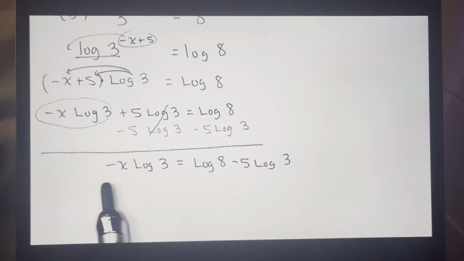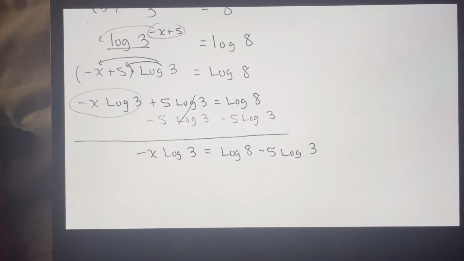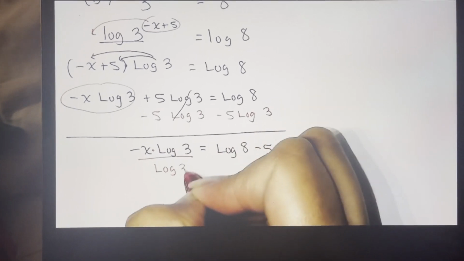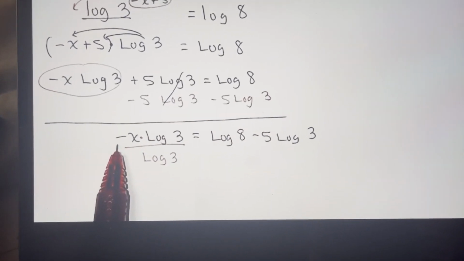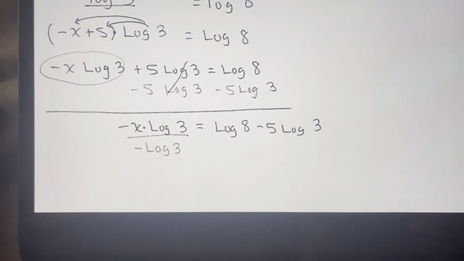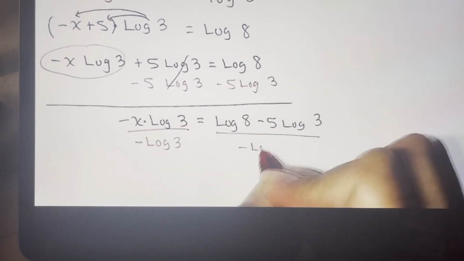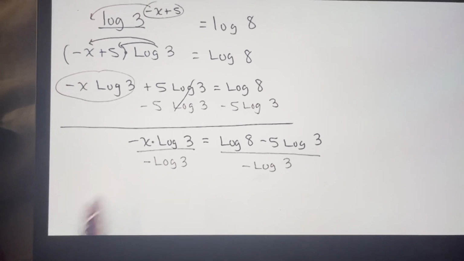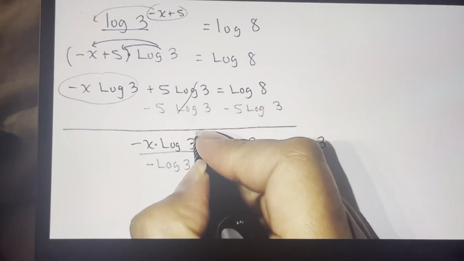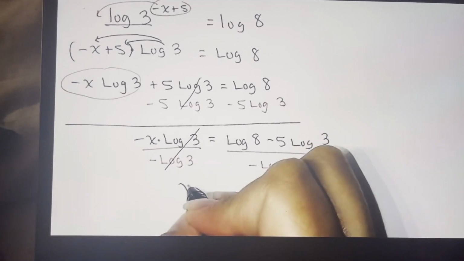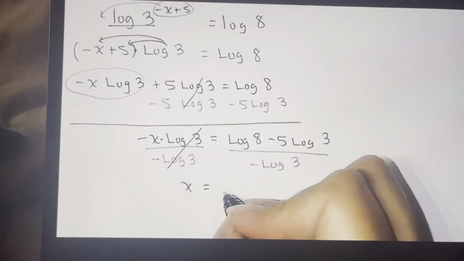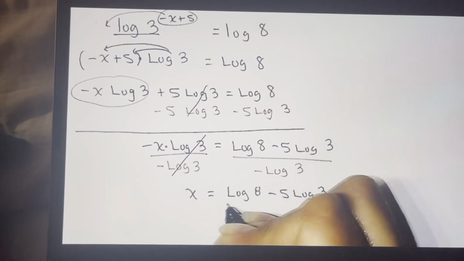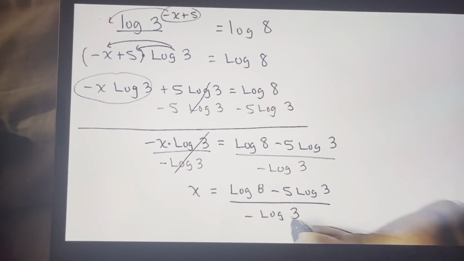Fantastic. So we've isolated the variable term, but now we want to isolate the variable itself. To get rid of the times log 3, we're going to go ahead and divide both sides by log 3. But that will leave us with a negative sign. So let's just go ahead and divide both sides by negative log 3. After we divide both sides by a negative, the quotient of two negative things will give us a positive thing, and the quotient of log 3 in itself will give us 1. So that will leave us with the x isolated, and x equals exactly log 8 minus 5 log 3 all over negative log 3.